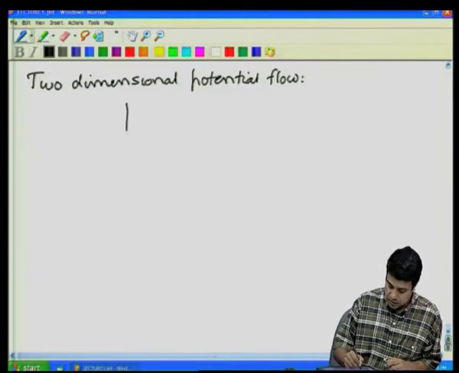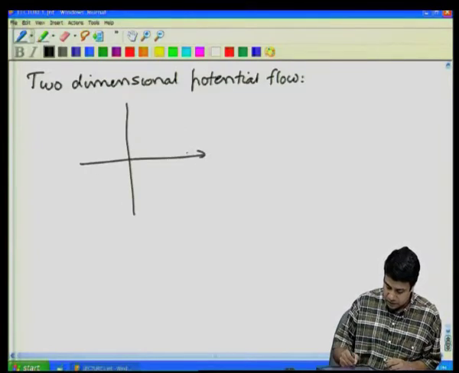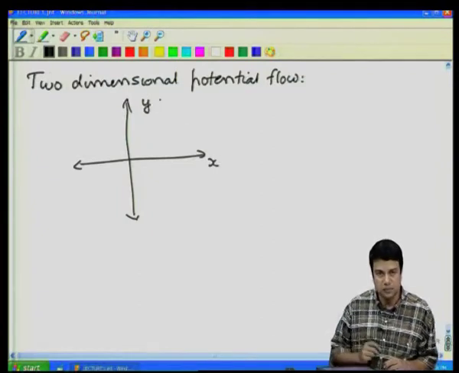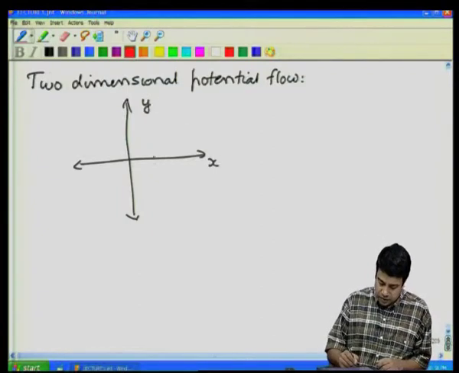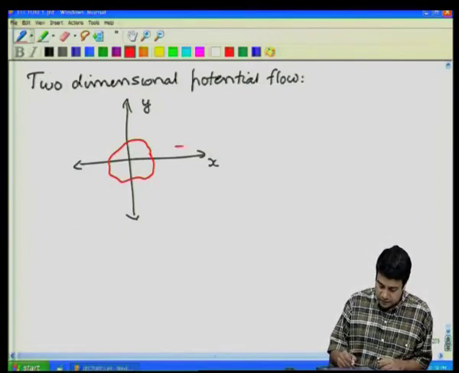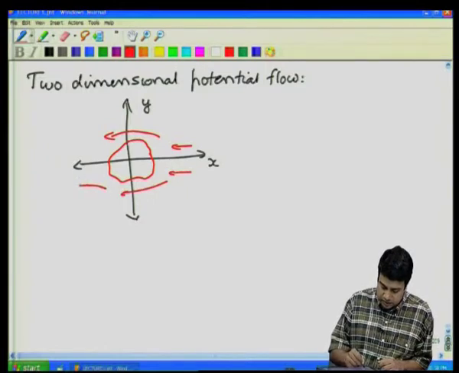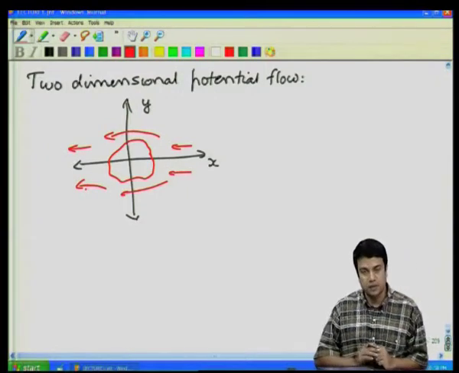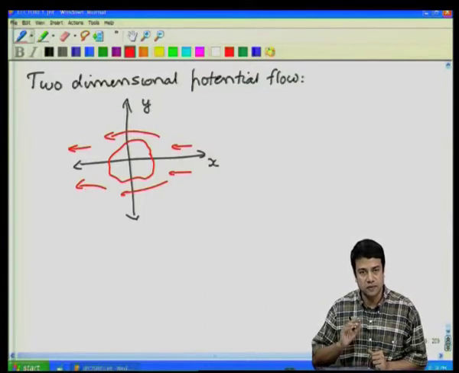It is an important class of flows where you have variations only in two directions, the x and y direction. You could have, for example, some object around which there is fluid that is flowing in two dimensions. And we are looking at the potential flow equations for flows of this type.